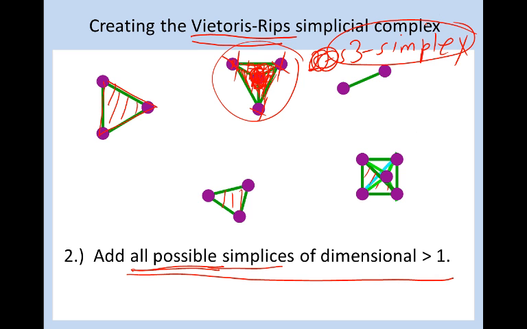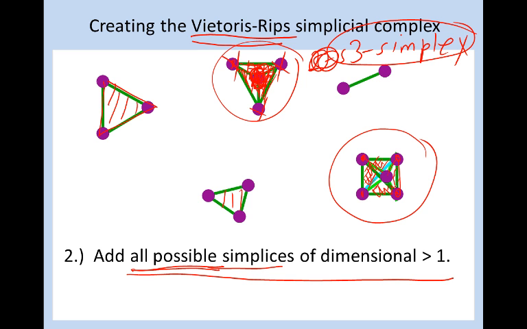Similarly, I've got 5 points that are close to each other. When I have 5 points that are close to each other, that means I have all the edges between these 5 points. I also have all the triangles between these 5 points. Note, I actually have 10 triangles. I've got these 2 triangles here, this triangle, and this triangle. That was using these 4 vertices to get those 4 triangles.